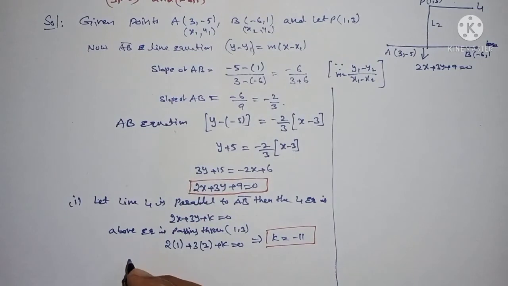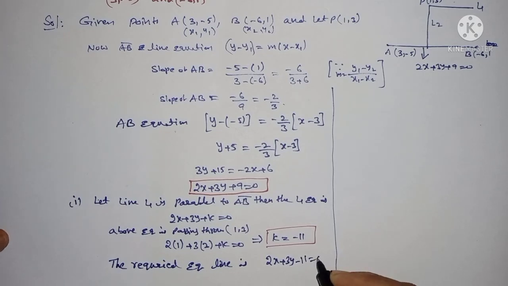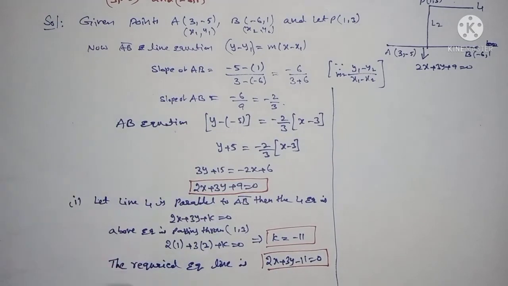Therefore the required line equation is 2x plus 3y minus 11 is equal to 0. You substitute the k value as minus 11. Okay, this is finding the parallel line. In the same way you can find the perpendicular.